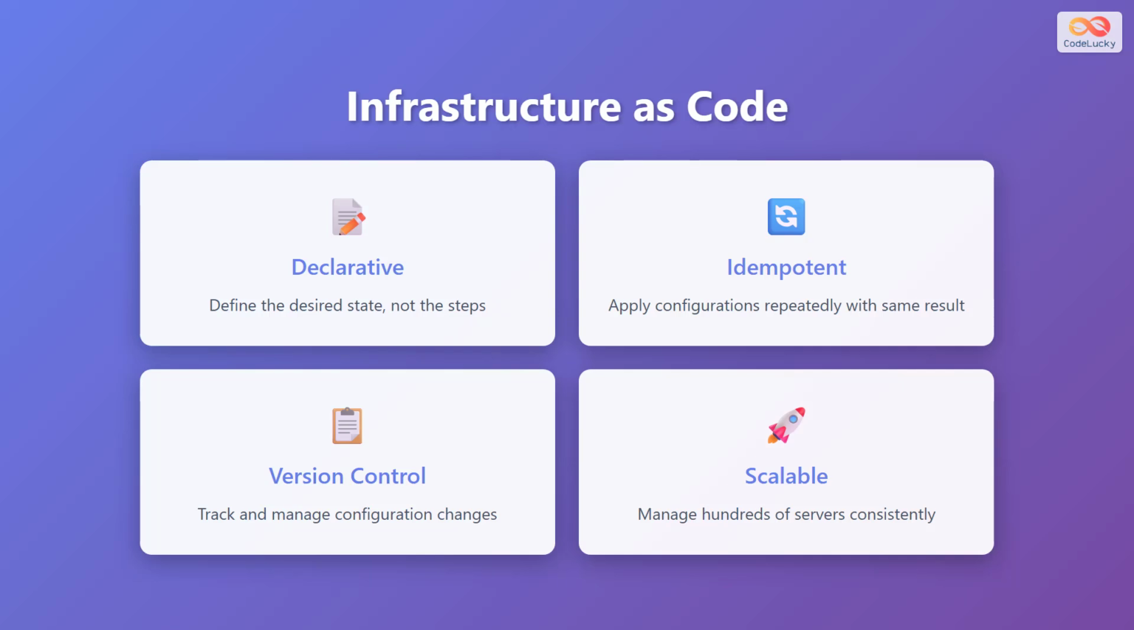DSC embodies the concept of infrastructure as code. First, it's declarative, meaning you define the desired state rather than the steps to reach it. Second, it's idempotent, which means you can apply the same configuration multiple times and always get the same result without causing problems. Third, you can store your configurations in version control systems to track changes over time. And finally, it's scalable, allowing you to manage hundreds or even thousands of servers consistently from a single configuration.